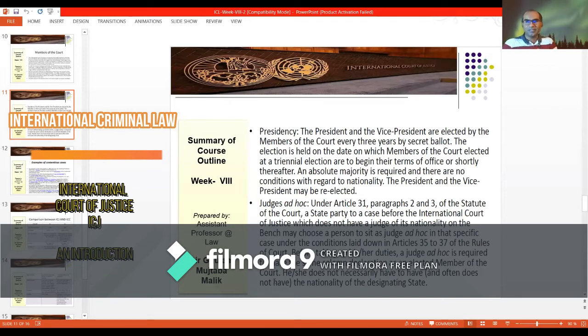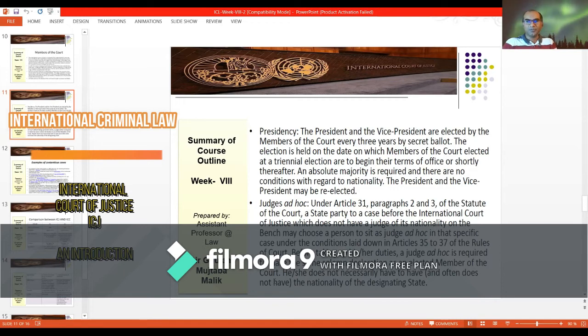The second role is to analyze legal questions submitted to it by the General Assembly, the Security Council, and other organizations and agencies under the United Nations. These cases are known as advisory proceedings. So actually, these are the jurisdictions of the ICJ.